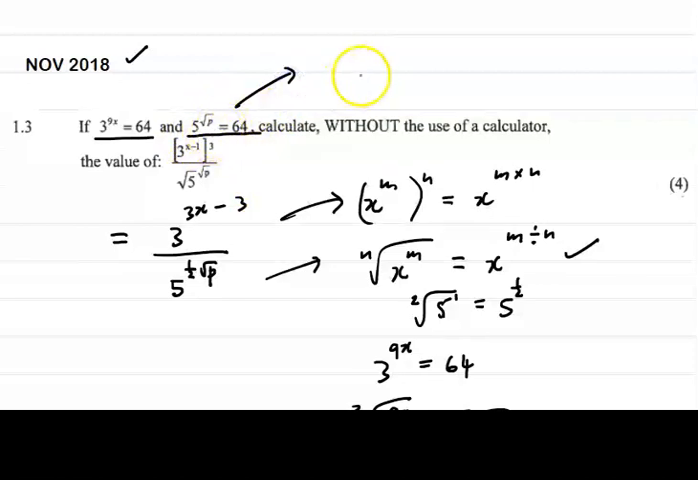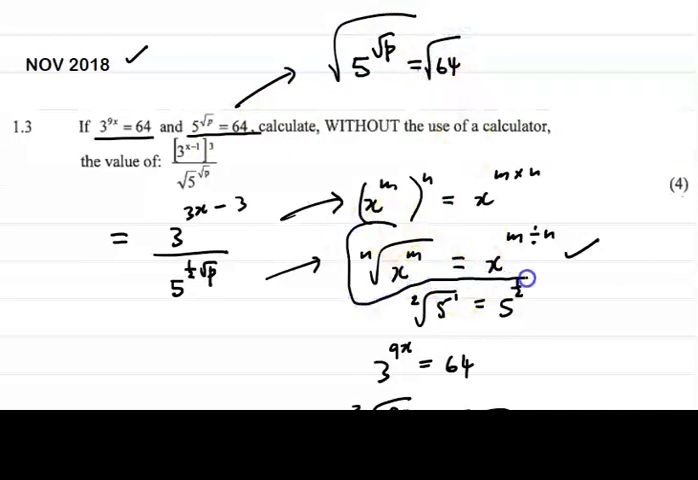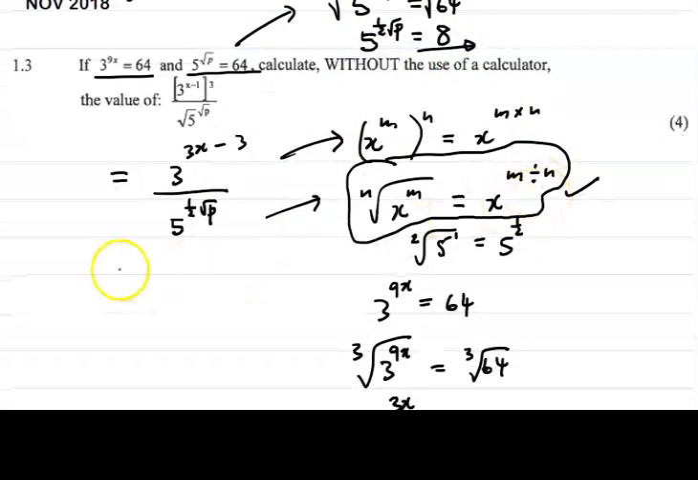So learners, if I look at 5 to the square root of p equals 64, and take the square root of both sides, I'm still applying this rule. So remember that I will have 5 to the half root p equals the square root of 64, which equals 8. So now I've got this bottom part sorted out: 5 to the half times root p equals 8. Let's simplify a little bit further.